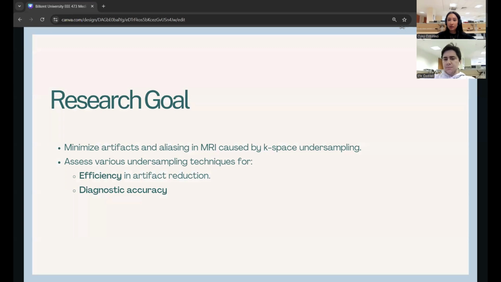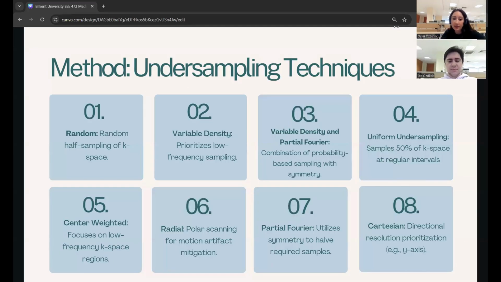Our goal in this research is to address the artifacts and aliasing that occur due to k-space undersampling, and we aim to evaluate the efficiency of various undersampling techniques. We evaluated the efficiency of 8 undersampling techniques and determined their impact on diagnostic accuracy while improving the acquisition speed in MRI imaging. We used 8 undersampling techniques in this project.